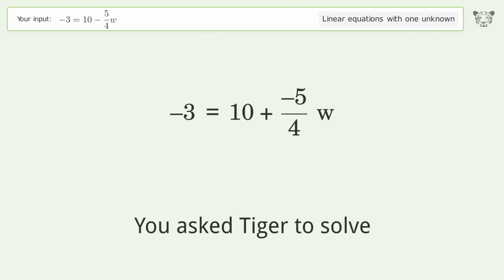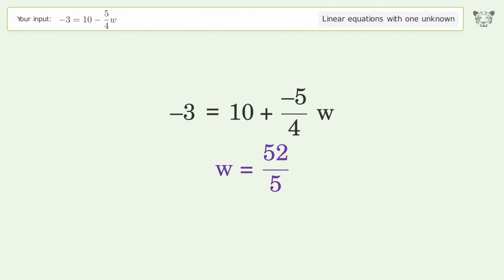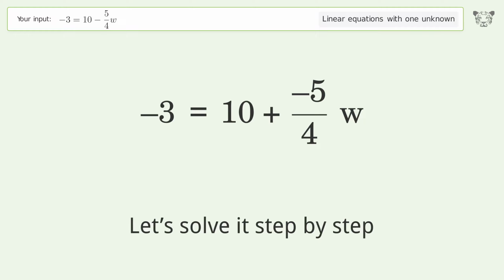You ask Tiger to solve. This deals with linear equations with one unknown. The final result is W equals 52/5. Let's solve it step by step.